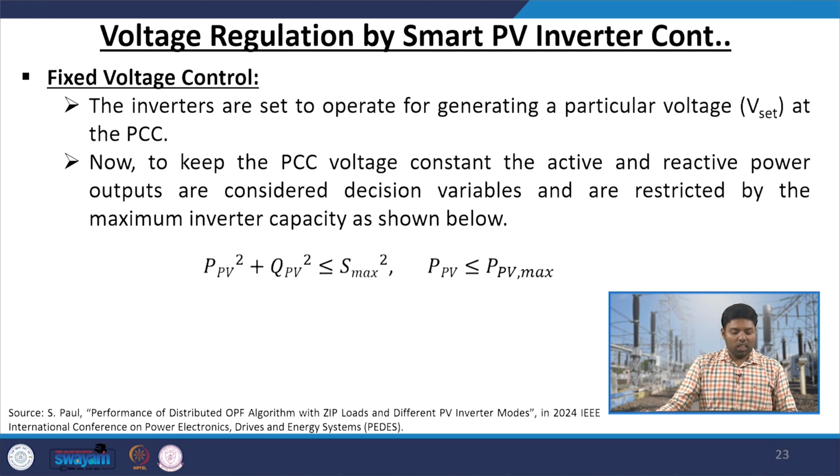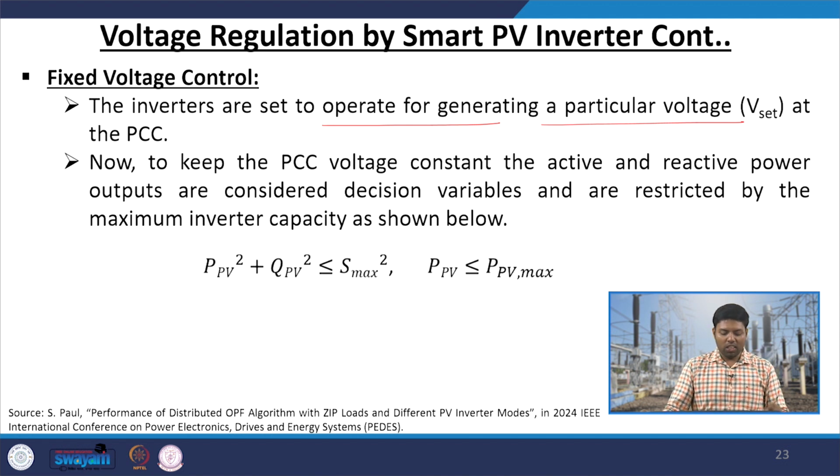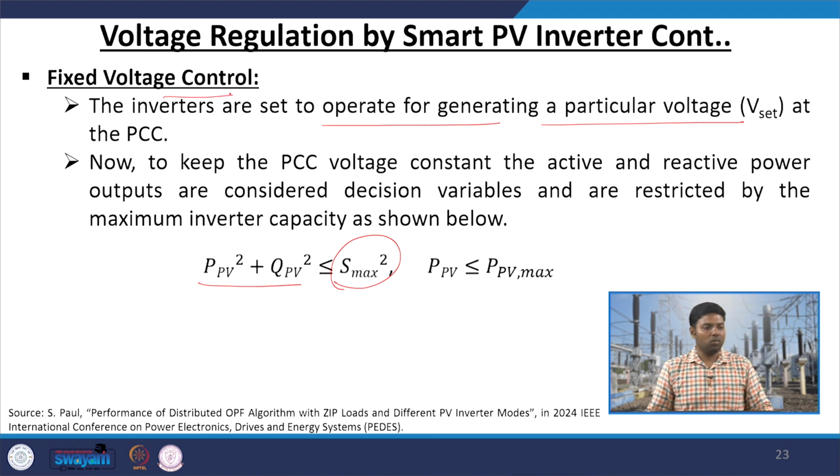Then there is the fixed voltage control mode, where you give the setting of the voltage at the PCC level. That means you keep that PCC voltage constant, and depending upon that you regulate your active and reactive power output, so that the total power output will be lesser than its capacity level. Okay, this is called the fixed voltage control. That means to keep the voltage level constant, you are just modulating your active and reactive power output to get the support from the smart inverters.